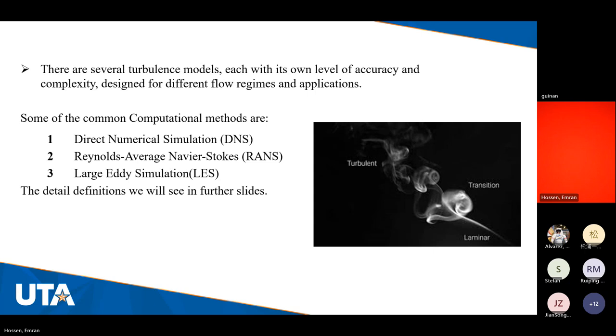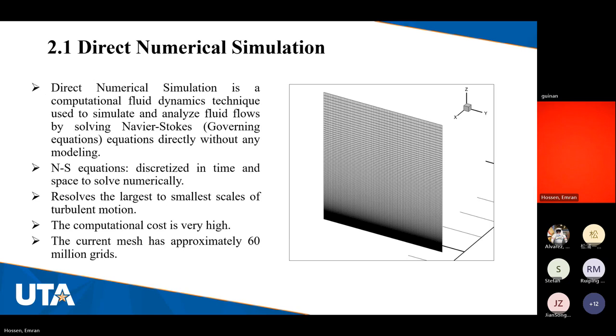What is direct numerical simulation? Direct numerical simulation is a computational fluid dynamics technique used to simulate and analyze fluid flows by solving the Navier-Stokes equations directly without any modeling. The Navier-Stokes equations are discretized in time and space to solve numerically. So in direct numerical simulation, it resolves the largest to smallest scales of turbulent motions. The problem is that DNS is very computationally costly. The current mesh size applied in direct numerical simulation is around 60 million grids, so you can understand how computationally expensive it is.